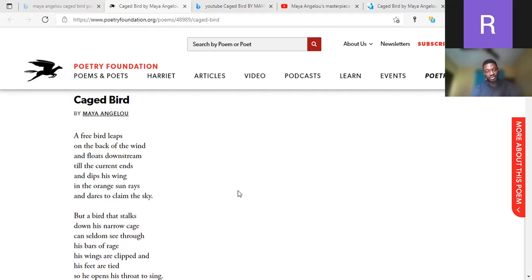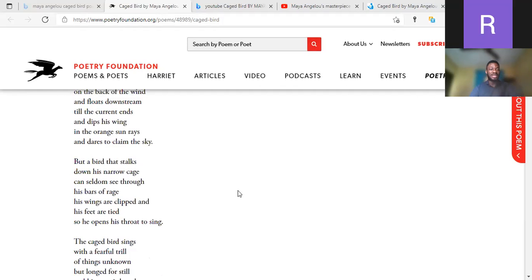The other location of the setting in this poem is identified in the second stanza, where we read that, "But a bird that stalks down his narrow cage can seldom see through his bars of rage. His wings are clipped and his feet are tied, so he opens his throat to sing." So yes, two locations we have identified so far. One is the sky and one is the cage.